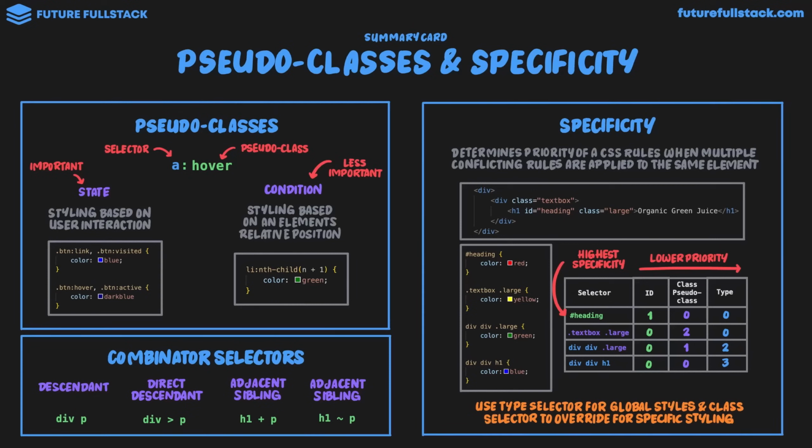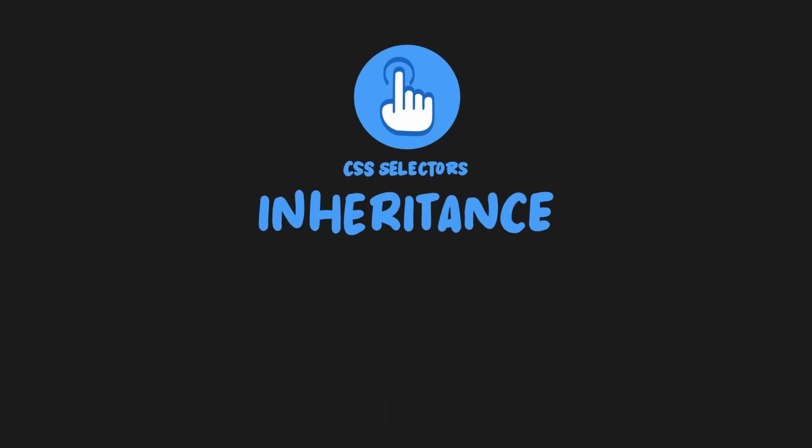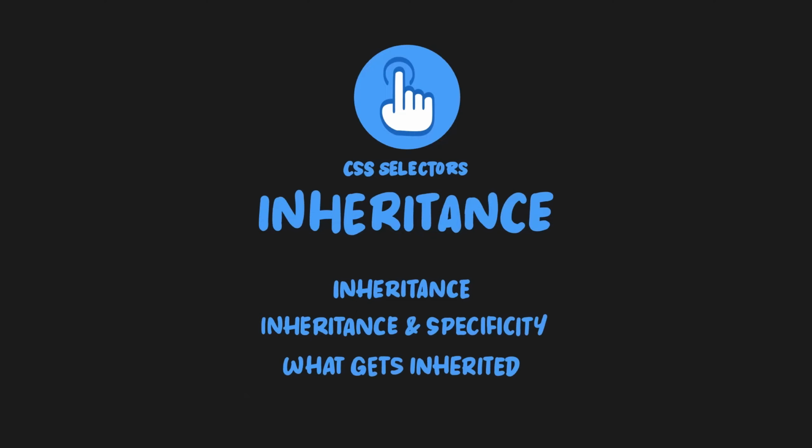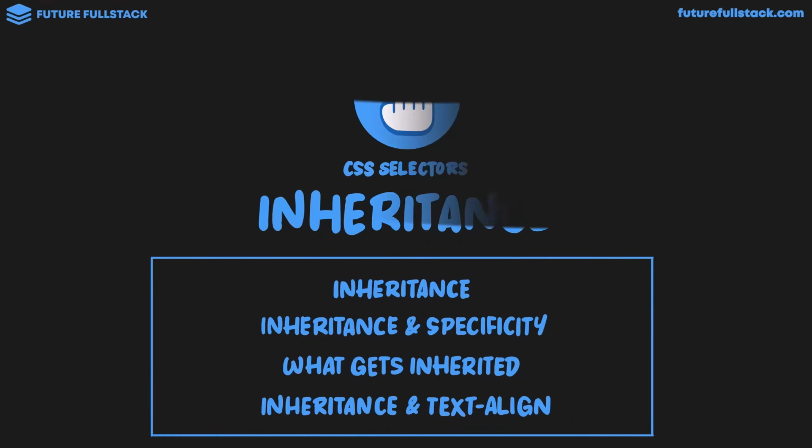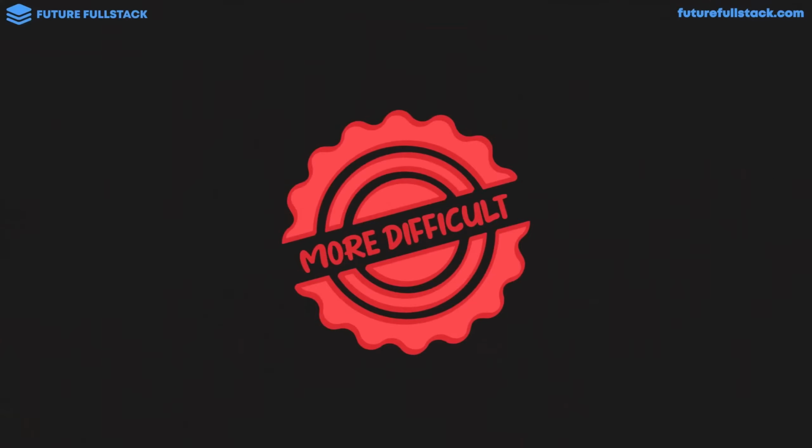It's now time to learn a fundamental concept in CSS, where certain styles can be passed down from parent elements to child elements through inheritance. We'll be discussing what is inheritance and specificity, what gets inherited, and inheritance and text-align. So this chapter is getting my more difficult stamp. The concepts we're going to be exploring are just a little bit more challenging, especially towards the end of the chapter when we talk about inheritance and text-align.